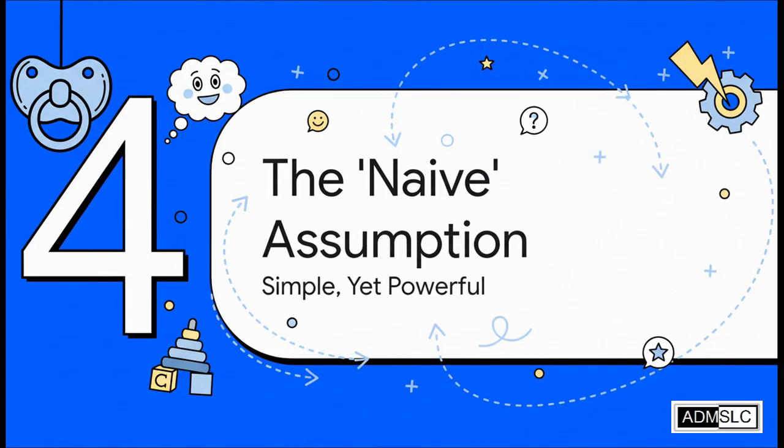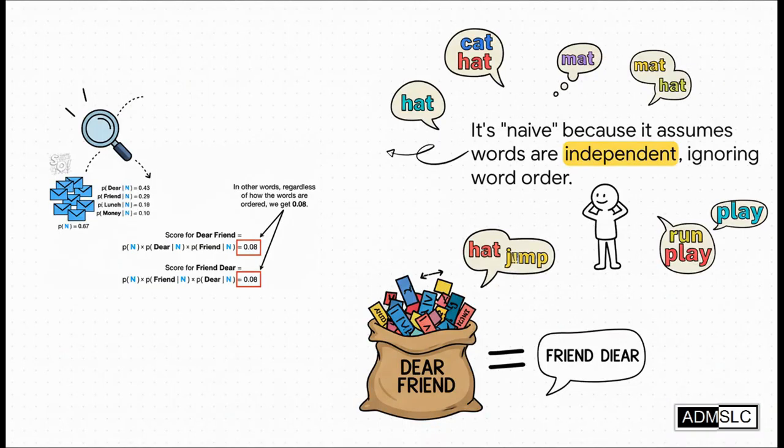Okay, we're almost there. But we have to talk about the name. Why on earth is it called naive Bayes? What's so naive about it? Answering this question really gets to the heart of why this approach is so fast and, against all odds, so effective. It's called naive because it makes one huge simplifying assumption that, if we're being honest, is just wrong. It assumes that every single word in an email is completely independent of every other word. It basically treats a message as just a bag of words, where order, grammar, and context are completely ignored. For this algorithm, "dear friend" gets the exact same score as "friend dear."